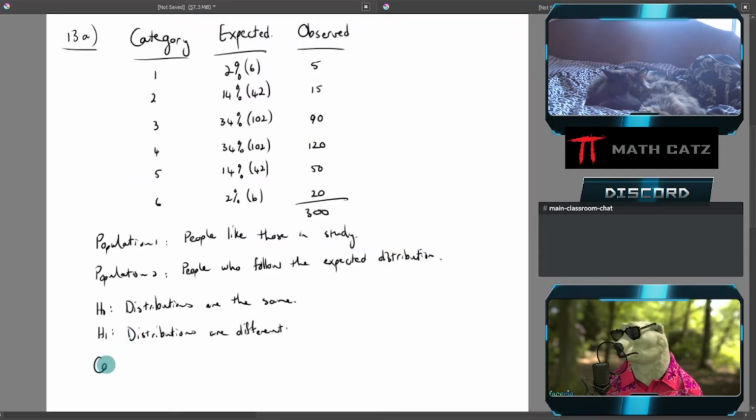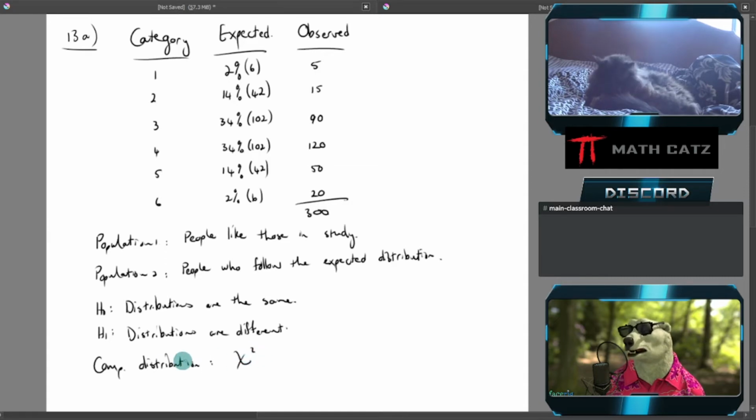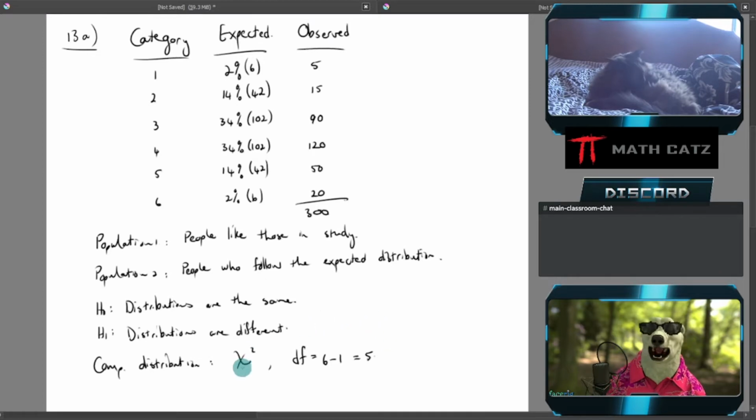So let's just say here the comparison distribution is going to be chi-squared. And the degrees of freedom will be the categories minus 1. So that'll be a 5. I have to get the, well, actually, let's not calculate anything.